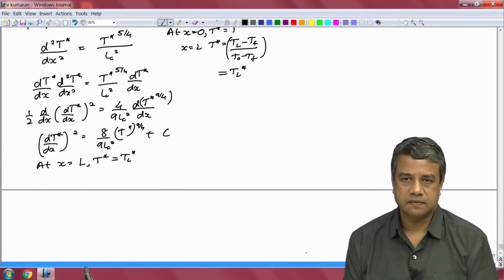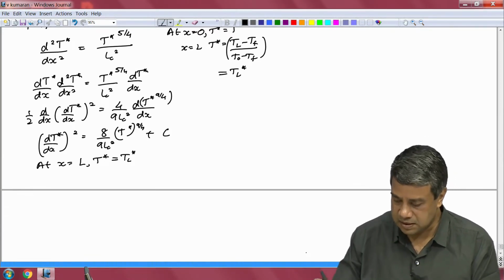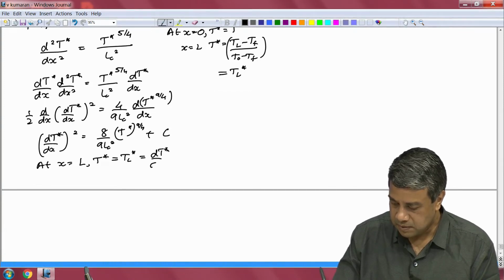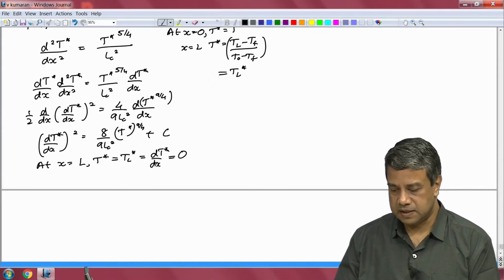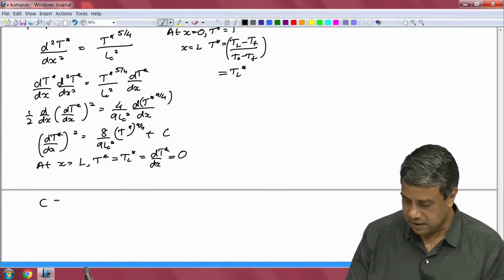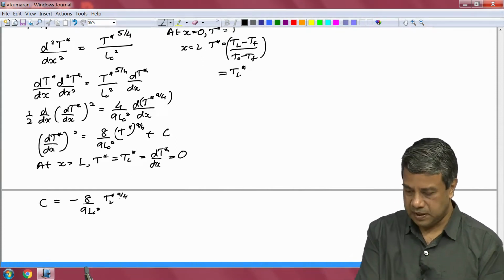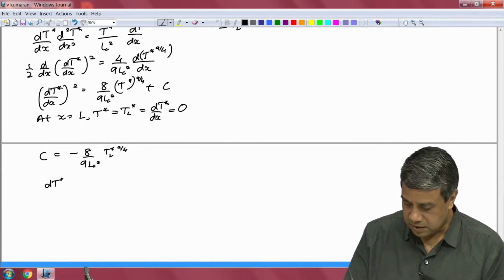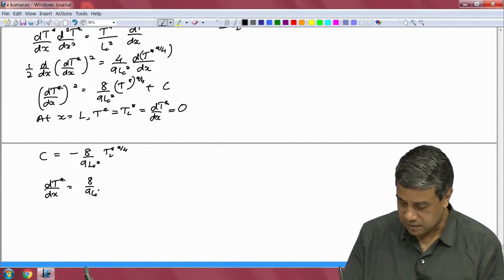From this, we can find out what is the flux at the surface. So, at x is equal to L, T is equal to TL, and I said it is insulated. So, dT star by dx has to be equal to 0 at x is equal to L. So, if that is the case, then the C will be equal to minus 8 by 9 LC square T star L power 9 by 4. That is a constant of integration. And I just use that to get dT star by dx squared is equal to 8 by 9 LC square, T star power 9 by 4 minus TL power 9 by 4.